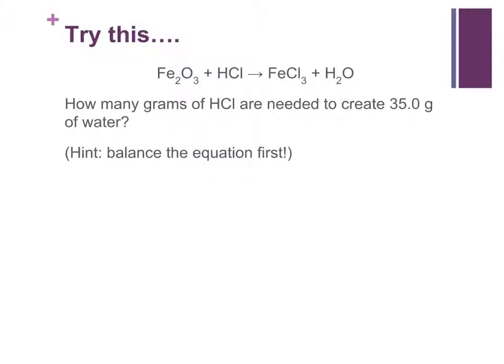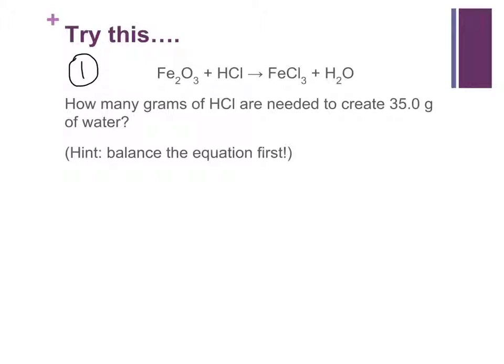Here's a sample problem. If we have iron 3 oxide plus hydrogen chloride reacts to give iron 3 chloride plus water, how many grams of HCl are needed to create 35.0 grams of water? Our first step involves balancing our chemical equation. As it stands right now, this equation is not balanced. So pause the video here and balance the equation.